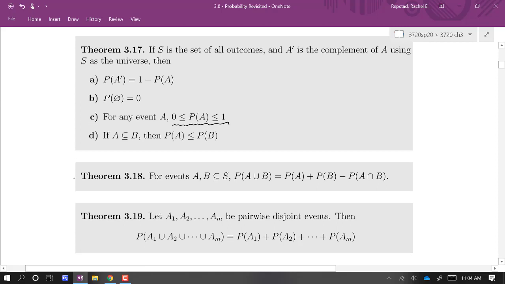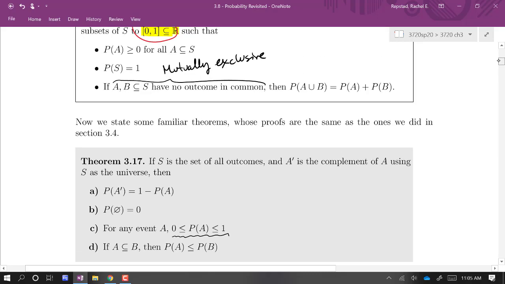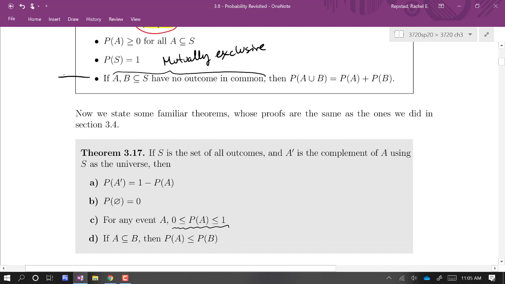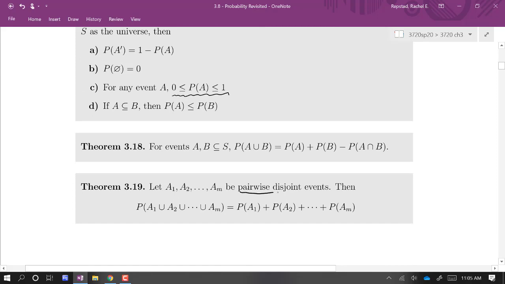In Theorem 318, we already proved that the probability of A union B, the general addition rule, is the probability of A plus the probability of B minus the probability of their intersection. So here we do not need A and B to be mutually exclusive. And then Theorem 319 extends the idea that if we have two mutually exclusive events, which is part of the definition, the probability of their union is the sum of the probabilities. So we can extend that to any number of events that are pairwise disjoint.